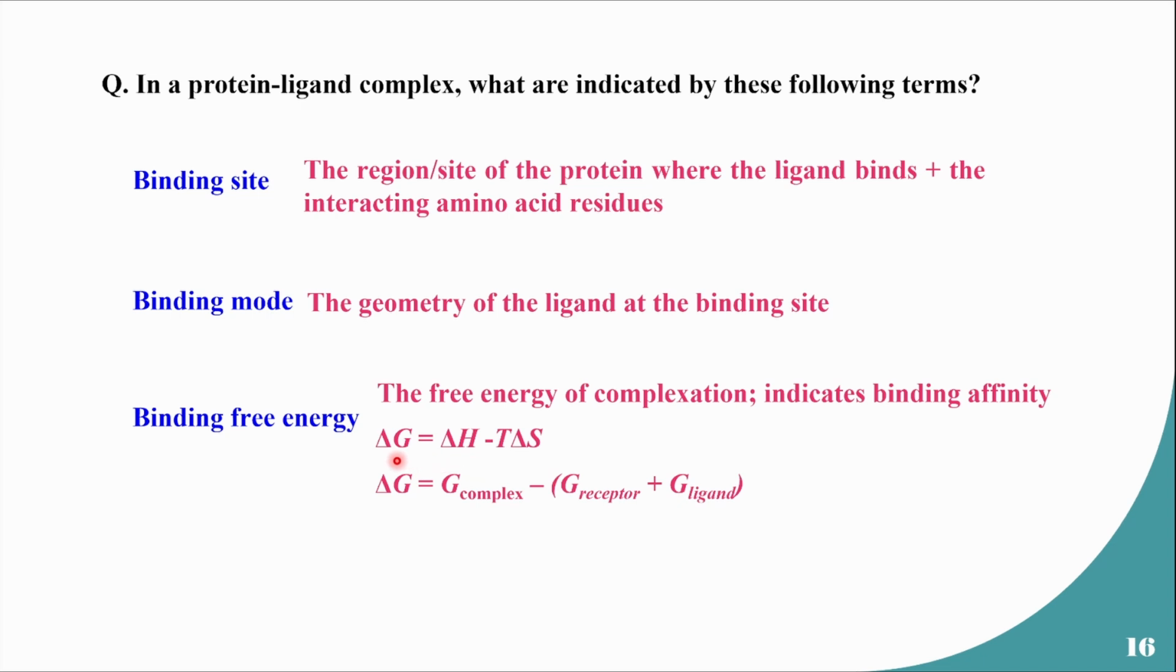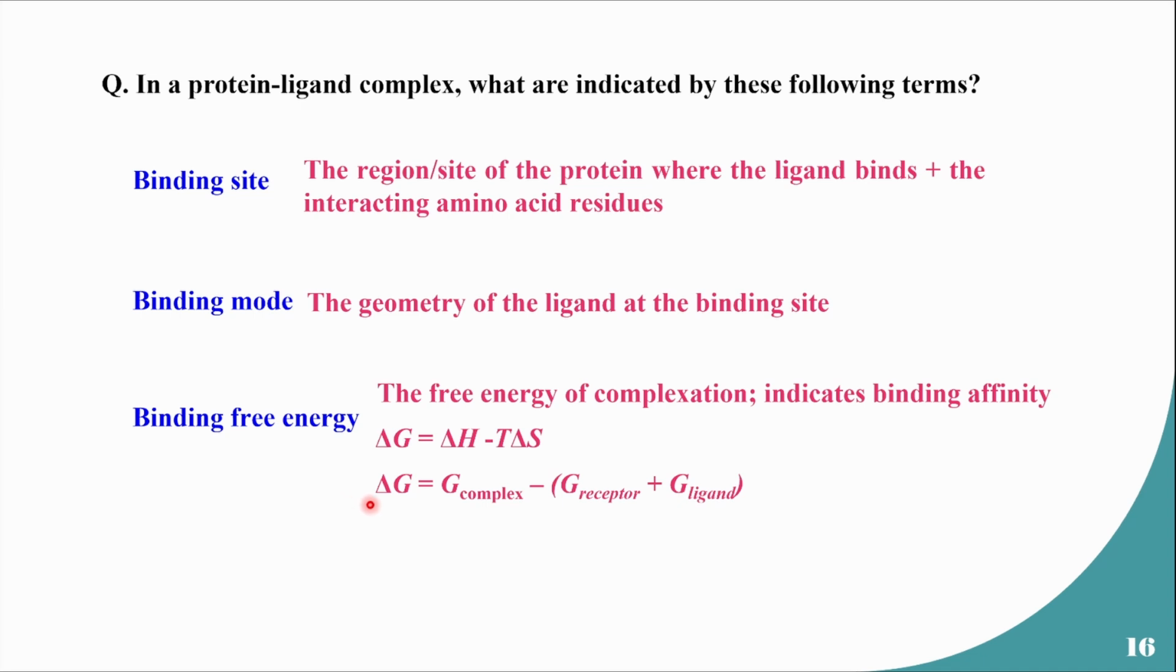So these are basically the three terms that are always used and investigated when we talk about protein ligand binding. Conversely, for protein binding, it is also the same thing. So for any type of binding that we talk about, we have to investigate these sorts of terms, right?